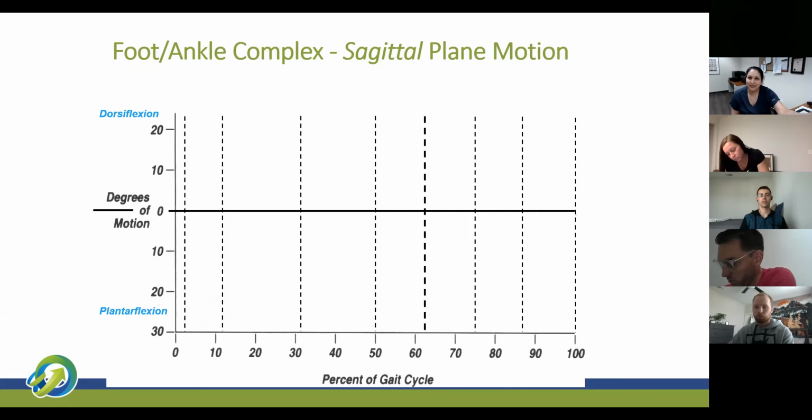0 to 2 is the gait cycle initial contact. Then you have the next percentage, 2 to 12, which would be the loading response. And then 12 to about 31 would be your mid stance, and so on. So it separates all that. And then you can see from 0 to 60, that's going to be our stance phase.